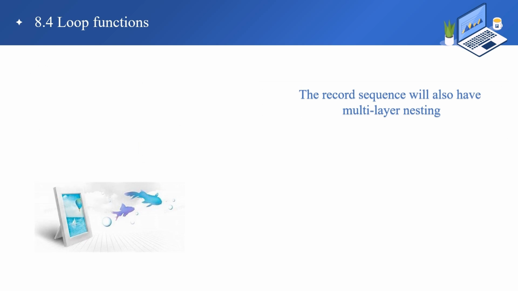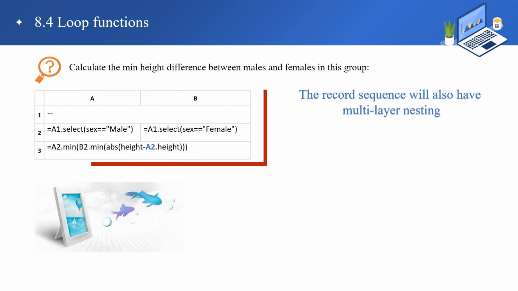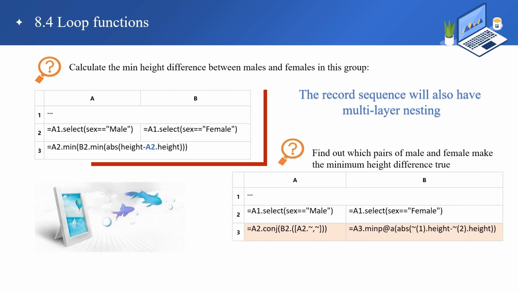Similar to the loop function of a sequence, the record sequence will also have multi-layer nesting. For example, we want to calculate the minimum height difference between males and females in this group. When the inner layer needs to reference the record field of the outer loop, the corresponding variable name of the outer loop function should also be written to represent the current record, and it is still not necessary to write tilde. To find out which pairs of male and female make the minimum height difference true, it is more troublesome.